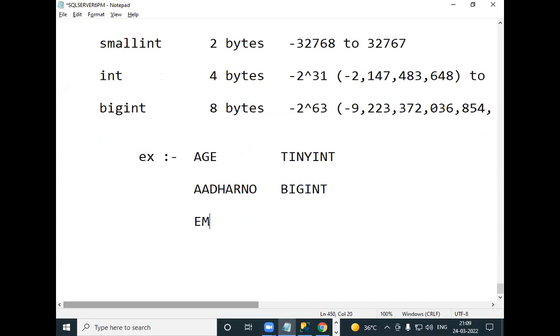I want to store employee ID in database. Employee IDs are between 1000 to 9999. Which one do you use? Small integer. I can use small integer, because these IDs are between 1000 to 9999. That's how you have to go according to the data.